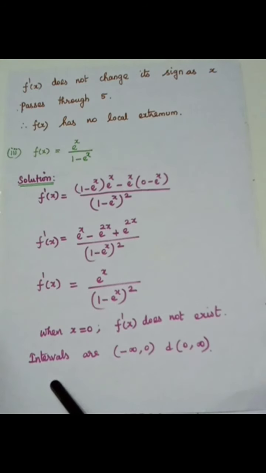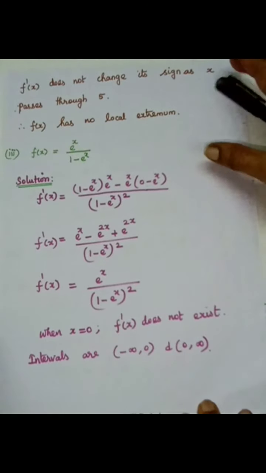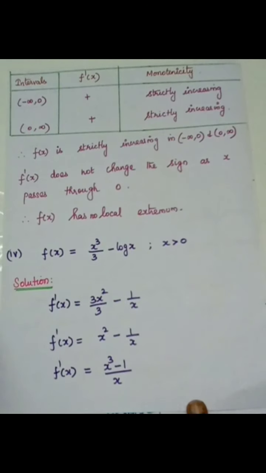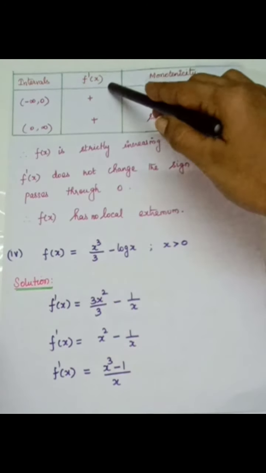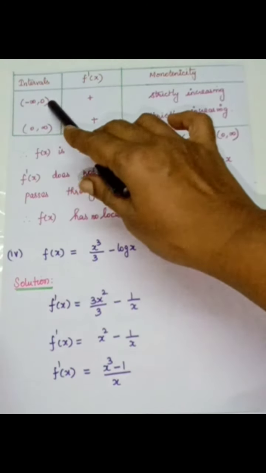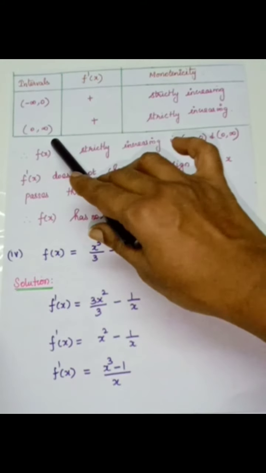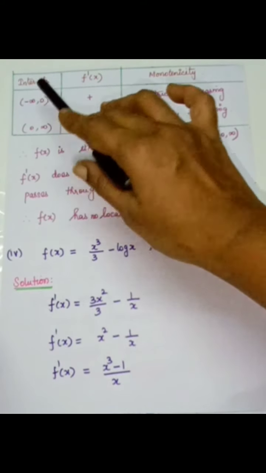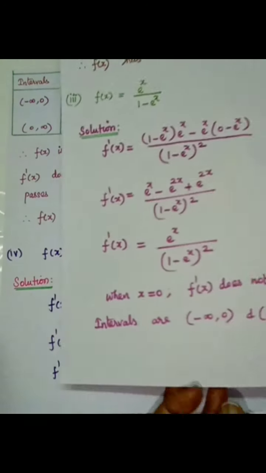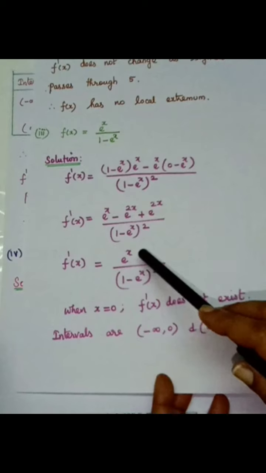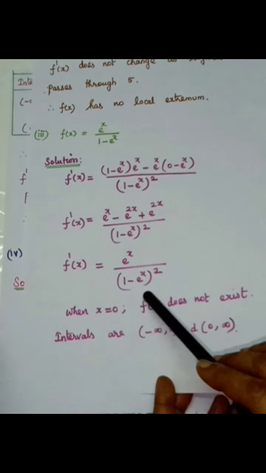So using this we have to write the intervals. So starting from minus infinity to 0 and 0 to infinity. So here we have to check the intervals, f dash of x and the monotonicity. F dash of x means sign of f dash of x. The intervals I have written: minus infinity to 0 and 0 to infinity. Take the first interval, minus infinity to 0. You take any negative point, and you have to substitute it in f dash of x. You see the denominator.